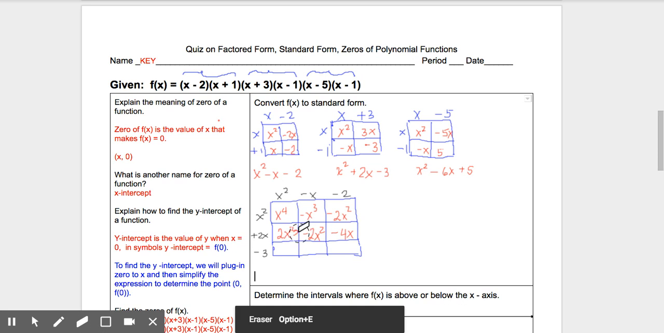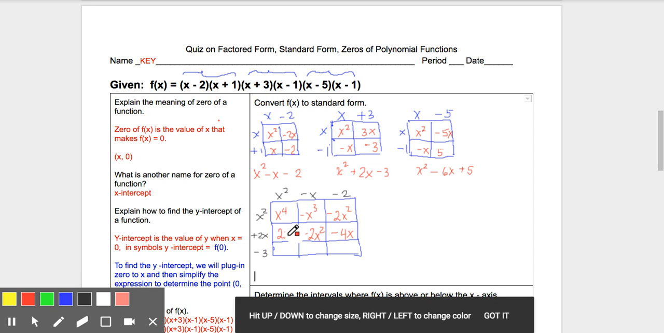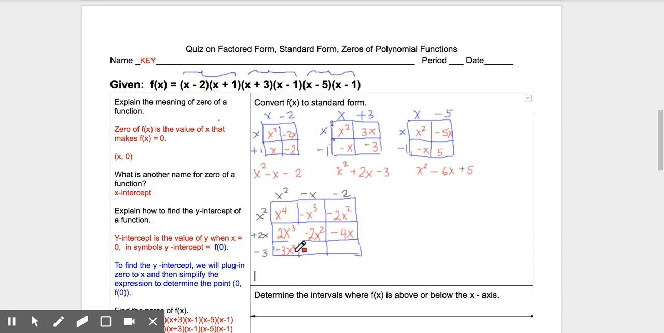Yeah, let's make this 2x cubed. Okay, now negative 3 times x squared is negative 3x squared. Negative 3 times negative x is positive 3x. And negative 3 times negative 2 is positive 6.